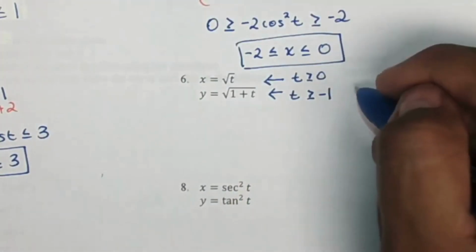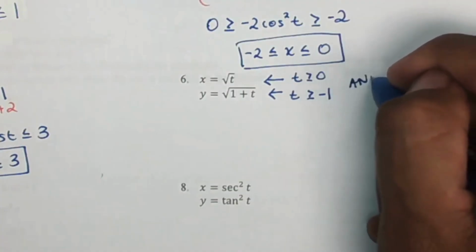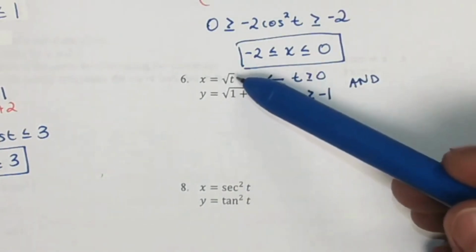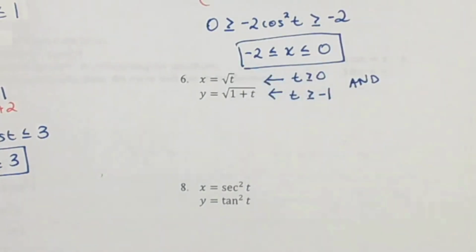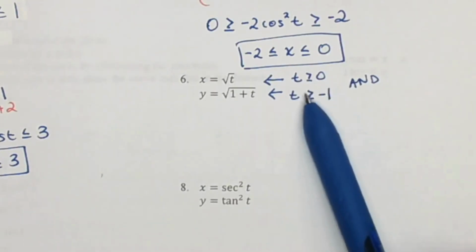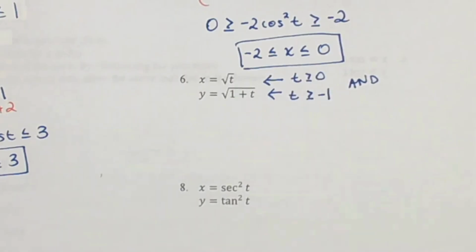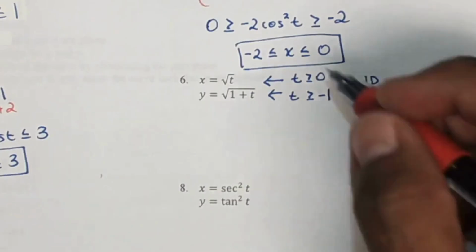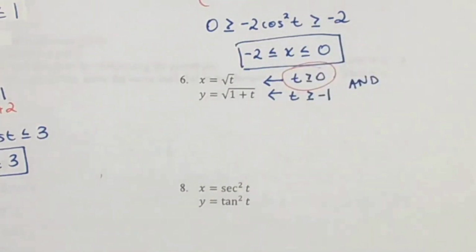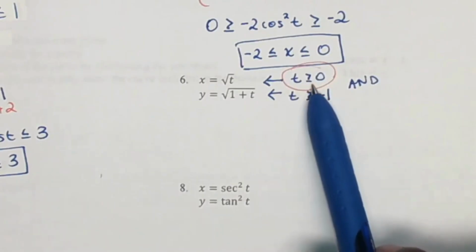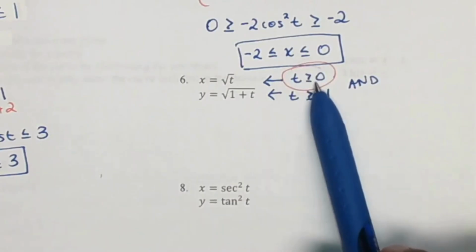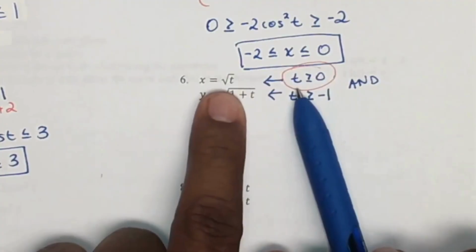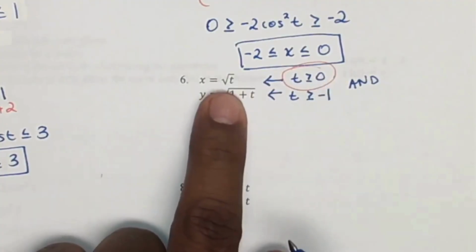So this is a situation where it's an "and." This t value has to be the same for both of the equations. So it has to be working for this one and for that one. So if I ask you to figure out what the "and" is for these two inequalities, which one would survive? Well, the one that they're both in is t is greater than or equal to 0. So that's going to be my domain restriction for t. I can only plug in t values that are greater than or equal to 0.